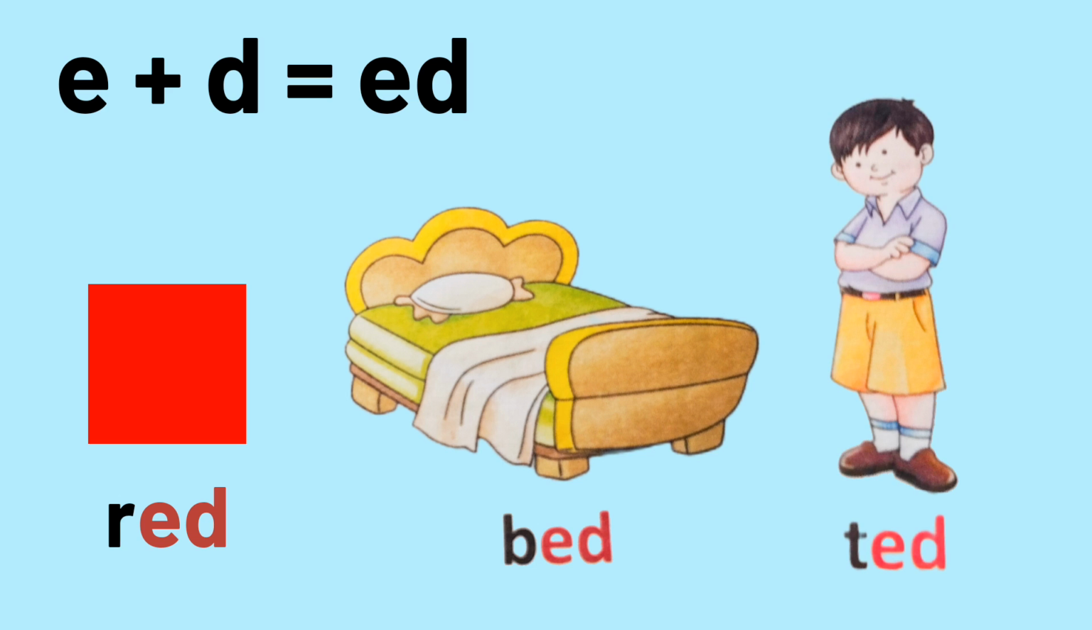In the third example, it is T-E-D. And ED sounds like ed, and T sounds like T. So when we pronounce them together, it gives us Ted.